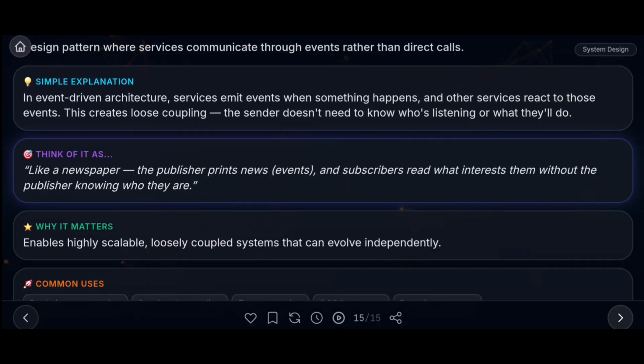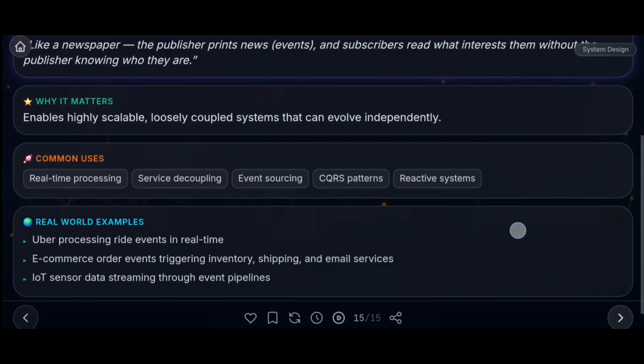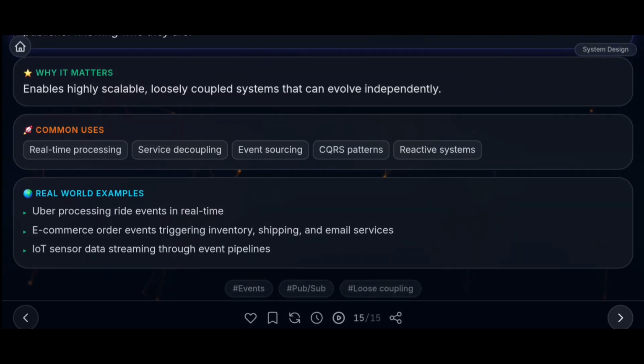Like a newspaper, the publisher prints news, that is events, and the subscribers read what interests them without the publisher's knowledge of who they are. Why does it matter? It enables highly scalable, loosely coupled systems that can evolve independently. Some common uses are real-time processing, service decoupling, event sourcing, CQRS pattern, and reactive systems.